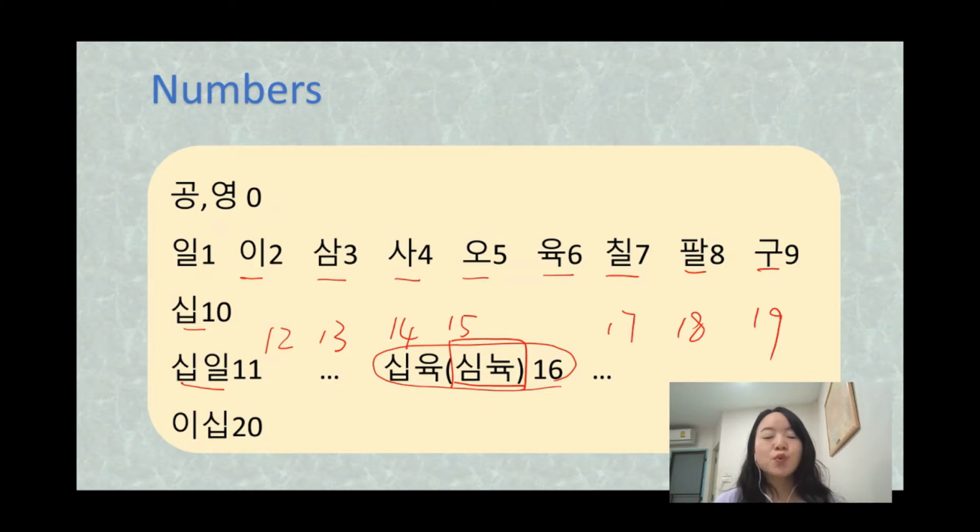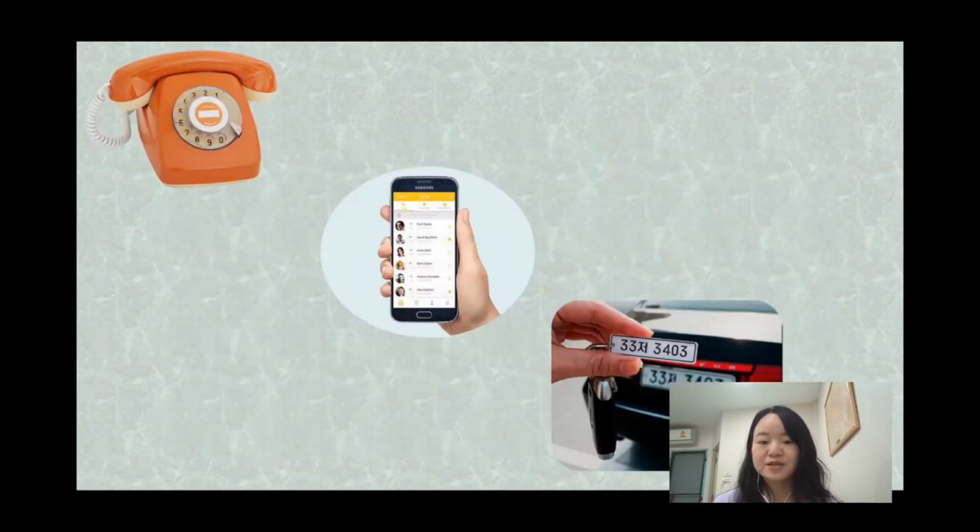So where can we find some numbers in our life? Okay, look at the pictures. First one, telephone, right? We have telephone number, and then mobile phone. We have mobile phone number, and this is a car. Here is a car. We have car number. So what are they in Korean?